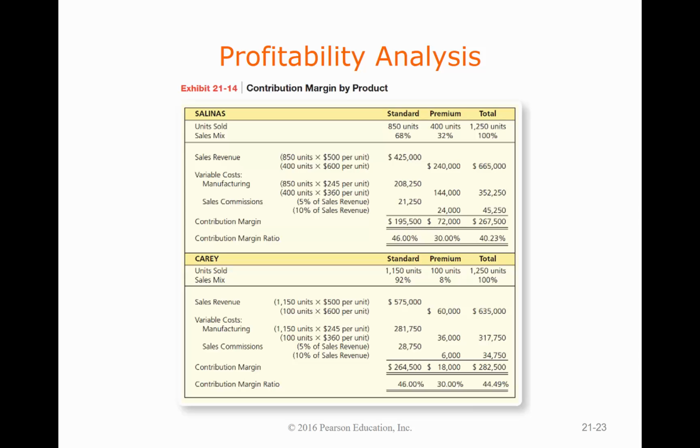They both sold 1,250 units, but now we can see mix-wise, Salinas sells more of the premium units and Cary sells more of the standard units. And the standard units are making us a higher contribution margin. So maybe we want to say, hey, let's push the standard unit. Or let's consider our pricing on the premium model. Maybe people will pay more for it because it's a premium.